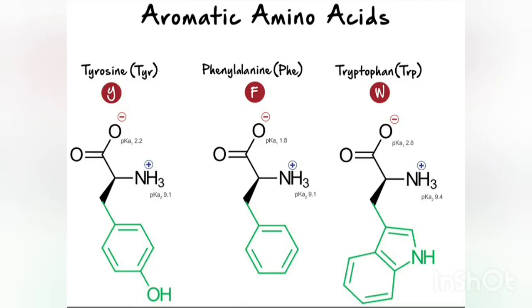Another group of amino acids are aromatic amino acids. Examples are tyrosine, phenylalanine and tryptophan. AS, that means aromatic amino acids: PTT, phenylalanine, tyrosine and tryptophan. So these amino acids have an aromatic ring in their molecular structure. Okay.